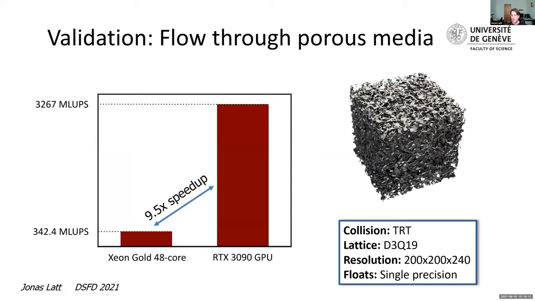And then the second example, and I have three examples to show, so we are approaching the end. The example is a flow through a porous medium. It's more complicated. I'm finishing within 1 minute. Thanks. It's more complicated because you have bounce back nodes, you have inflow, you have outflow. Here the CPU is doing a bit better because we also counted the bounce back nodes when we compute the megalops. And the speed up is 9.5. It is still impressive. Again, a speed up which you get for free.